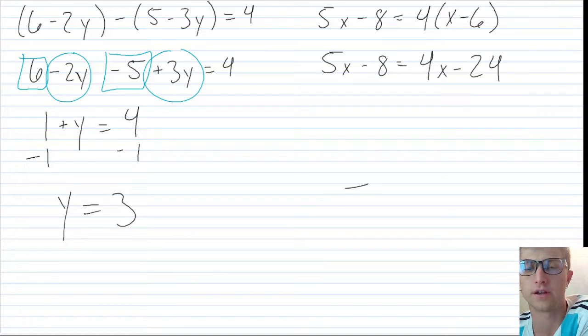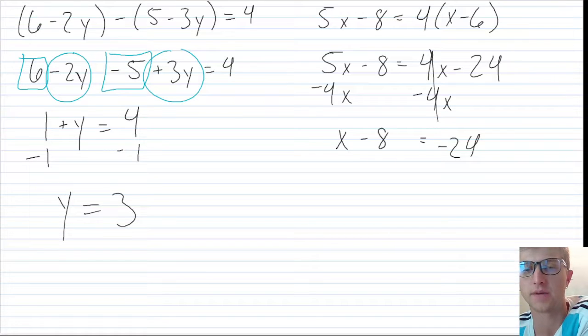We want to get all the x's to one side. We want to move the 4x over. Since it's positive, we'll undo it by subtraction. What we do to one side, we'll do to the other. These things cancel. We're left with negative 24. 5x minus 4x gives us x.